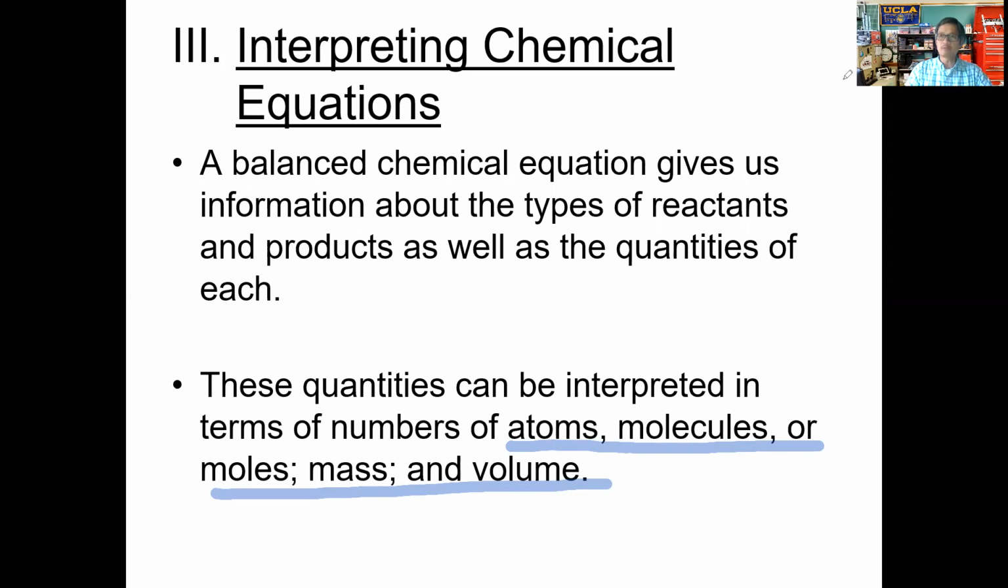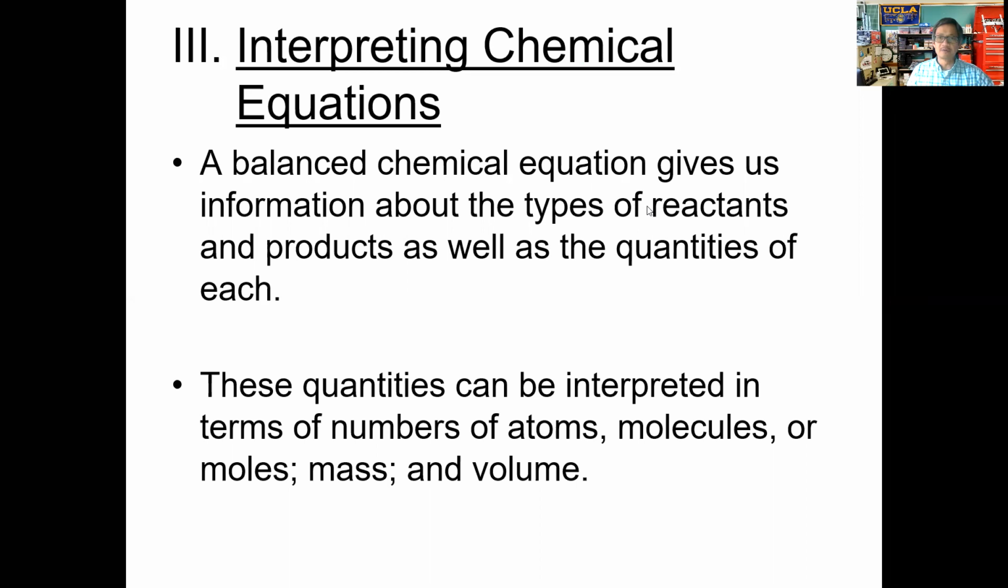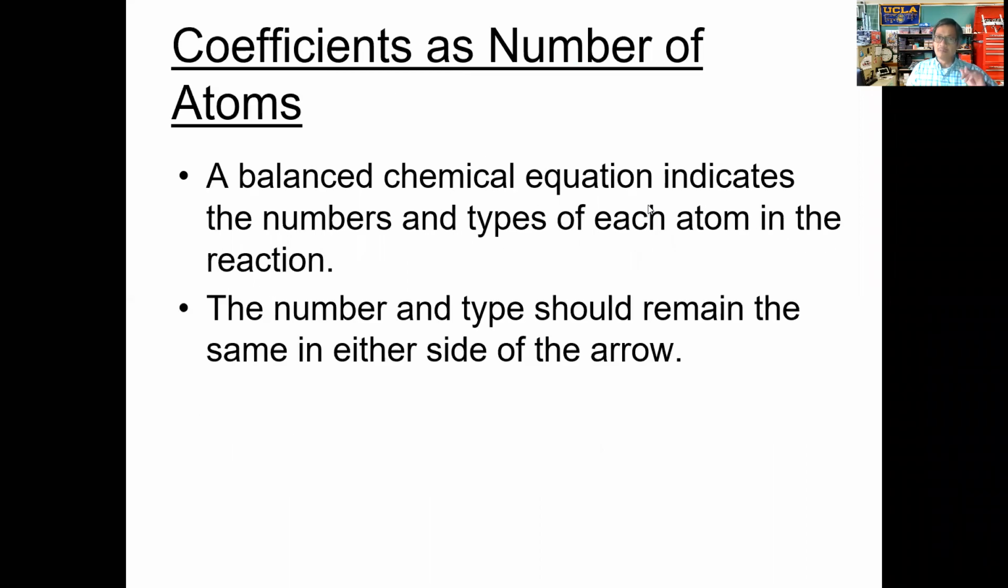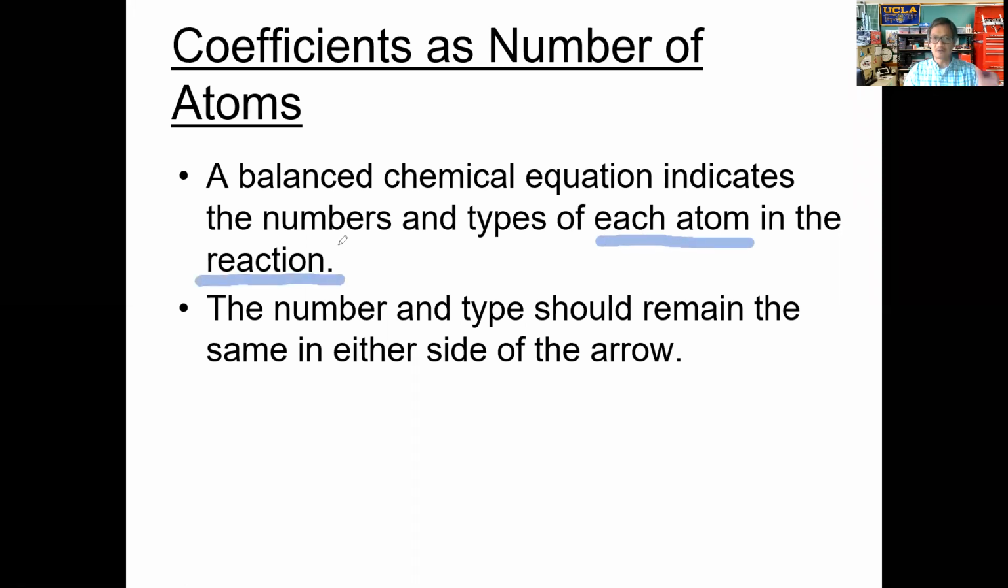These are the quantities that we want to use to describe the components of a reaction. So that's what we want to be able to do at the end of this process: interpret the chemical equation in terms of these different quantities. A balanced equation, on the most basic level, and we already talked about this, describes the number of atoms in the reaction. It describes the total number of atoms in the reaction.